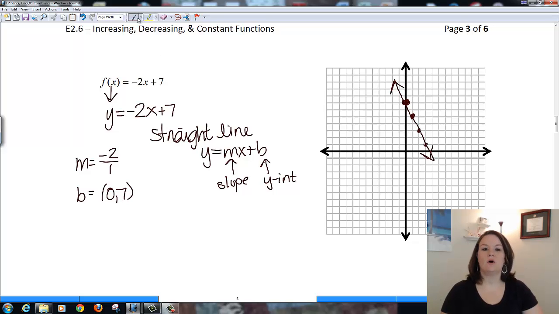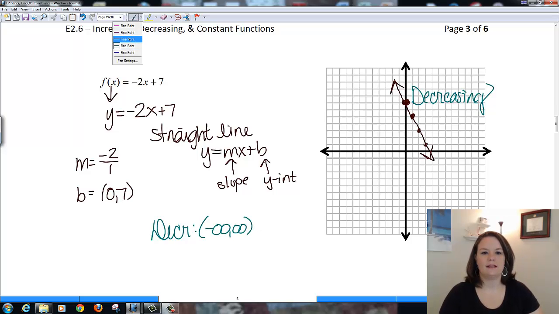So notice the whole reason I graphed this was to figure out my intervals of increasing, decreasing, or constant. And this line, unless it's horizontal or vertical, or it's a piece of a piecewise function, lines should do the same thing the entire time. So here, this line is pointing down as I go from left to right. Notice my y values are decreasing. So this means that this is a decreasing function, across the whole entire line. So that means it's going to be decreasing from negative infinity to positive infinity.